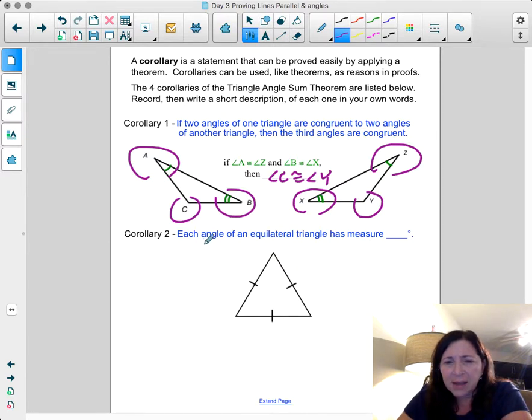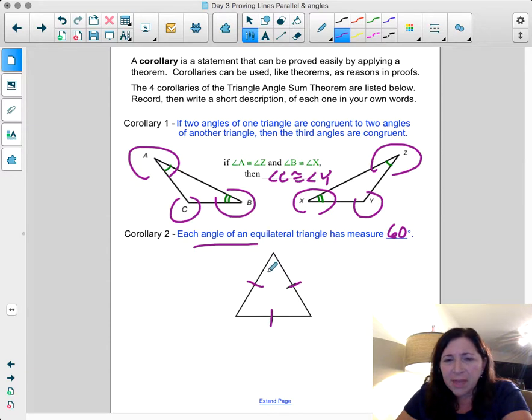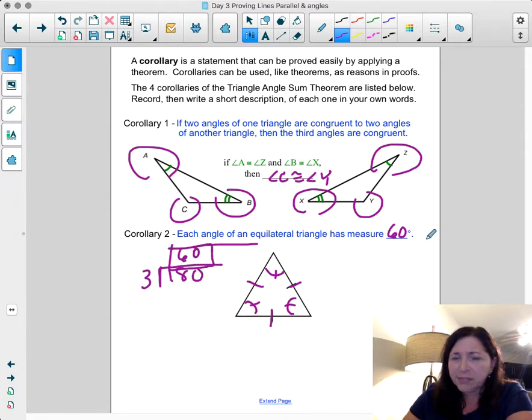In addition to that, another corollary says that each angle of an equilateral triangle has a measure of 60 degrees. Because if you have a triangle that has three sides congruent, then all the angles opposite those sides have to be congruent as well. And if you take the sum of the angles of a triangle, which is 180 degrees, and divide that by 3, you're going to get 60. So you have 60 degrees for each of your angles.